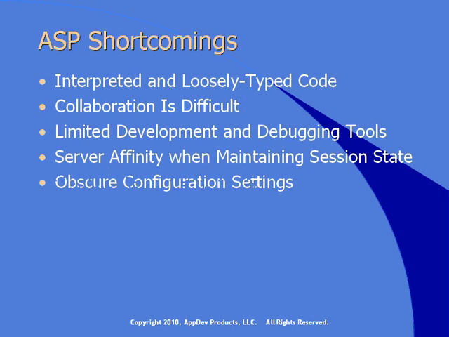Another problem with ASP is that it uses some rather obscure configuration settings. They're stored within the IIS metabase, which is a binary store. It's essentially a registry-like repository built into IIS, and developers find the structure of the metabase hard to understand and hard to navigate. And in addition, it was very hard to migrate those settings from one server to another.